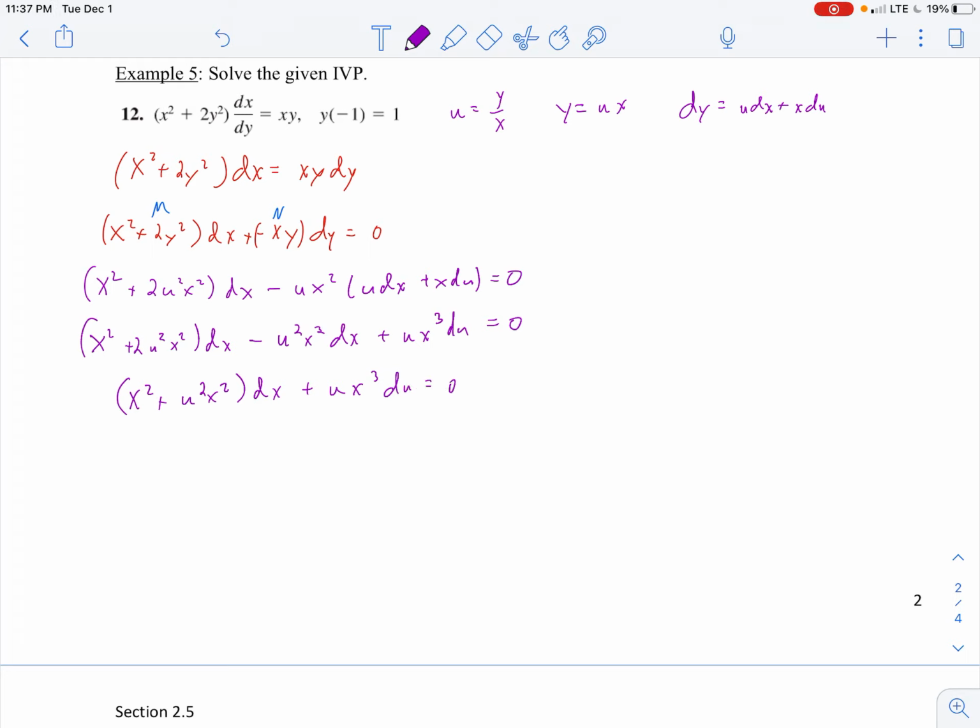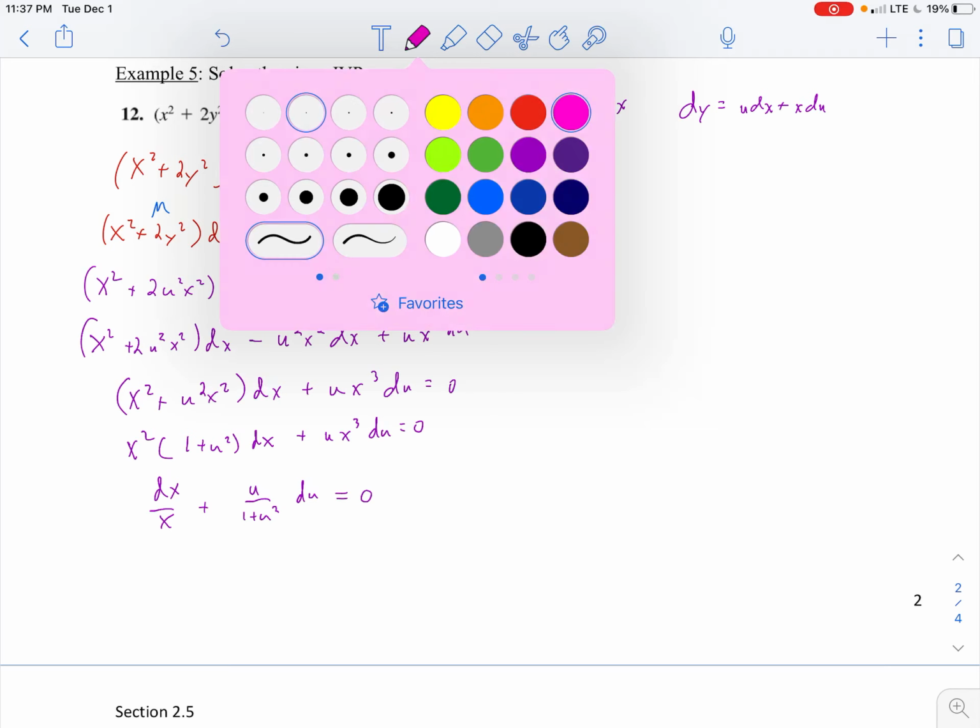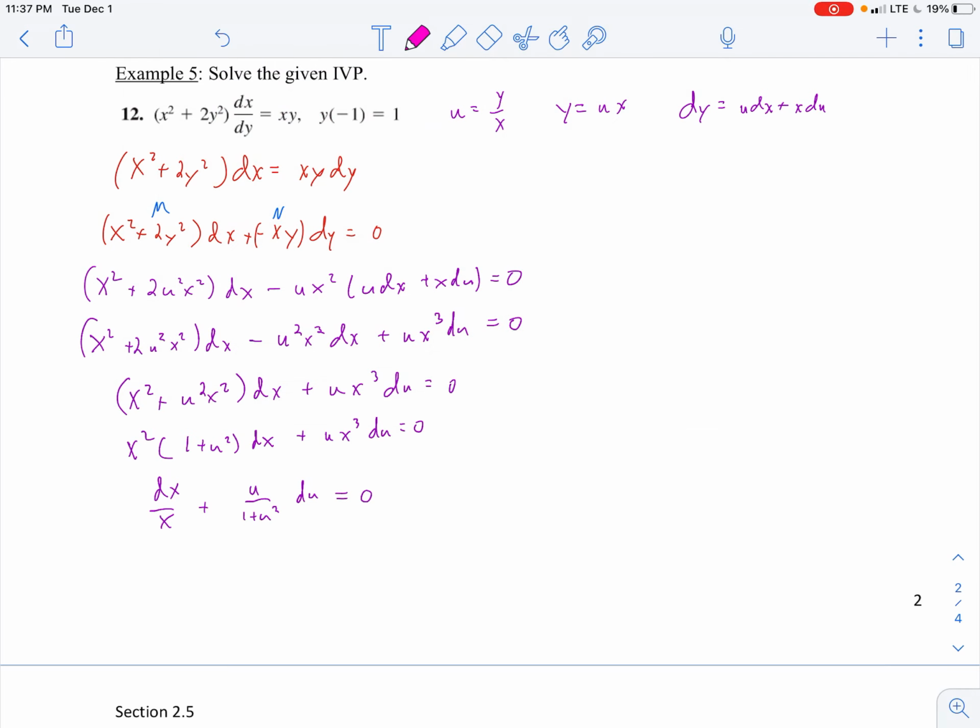Equals 0. Now I want to get all my u's on one side, x's on the other. So I notice on the left hand side I can pull out an x squared. I'm left with 1 plus u squared dx plus ux cubed du. Divide by x cubed. I'm going to get dx over x, and on the right hand side, I'm going to get u over 1 plus u squared du equal to 0. Now that I have all my x's and u's together, I'm going to go ahead and take the integral of everything.